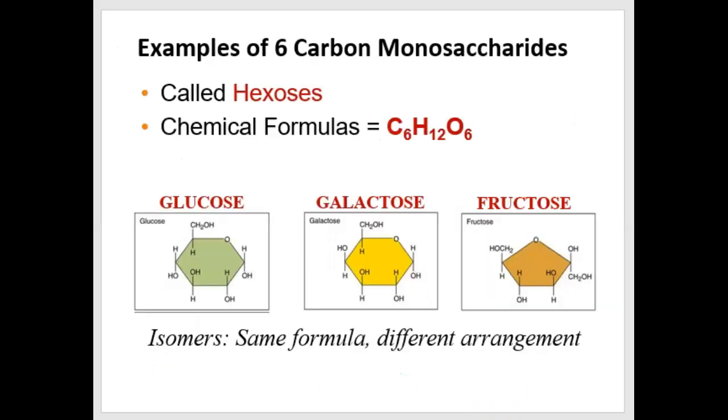The other group of monosaccharides that we're going to look at contain 6 carbons. For this reason, they're called hexoses. And there's 3 of them: glucose, galactose, and fructose. Now notice that the chemical formula for all 3 of them are identical. They all contain 6 carbons, so they must all have 12 hydrogens and 6 oxygens. Well, how can they be different then, is the question. Well, what makes them different is the arrangement of the atoms.